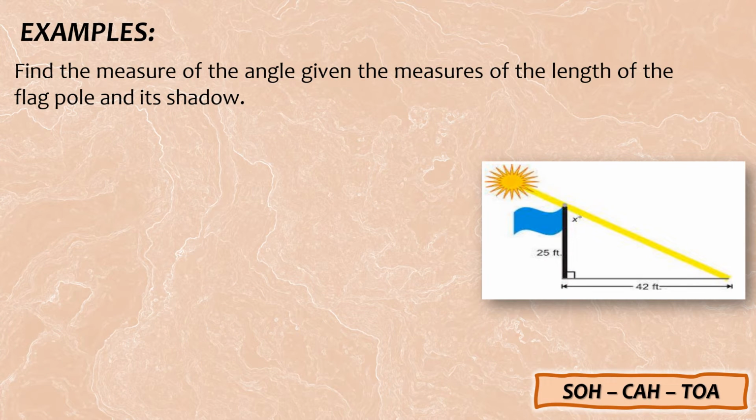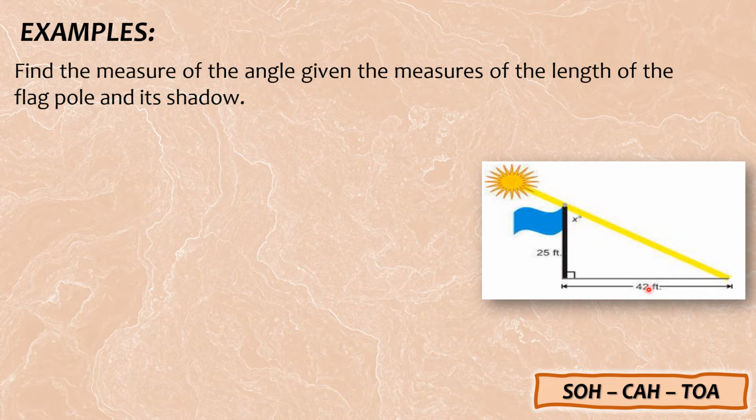Another example, find the measure of the angle given the measures of the length of the flagpole and its shadow. So, aalamin natin ang angle or yung x degrees na kung saan ang taas ng flagpole is 25 feet at ang nakasat niya na shadow o ang haba ng kanyang anino is 42 feet. So, as you can see, we have this given angle. So, dito tayo magbabase or ito yung nawawalang angle.